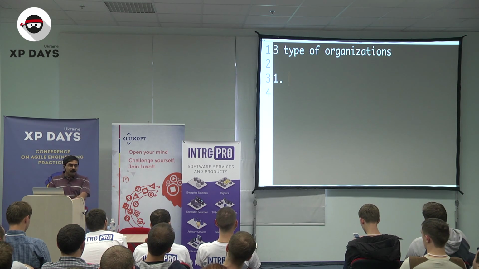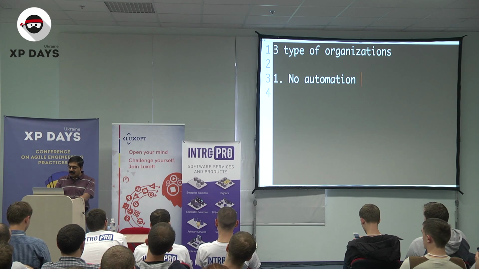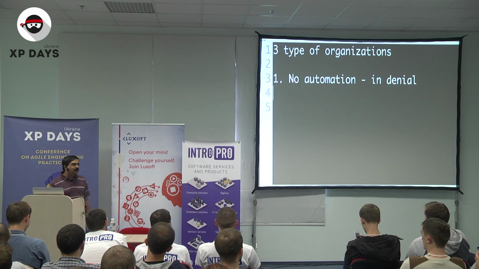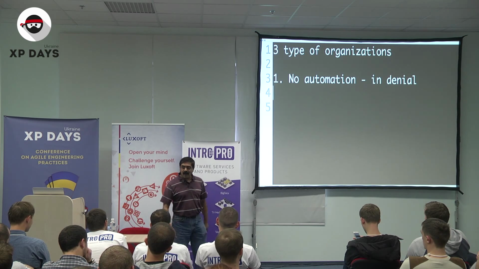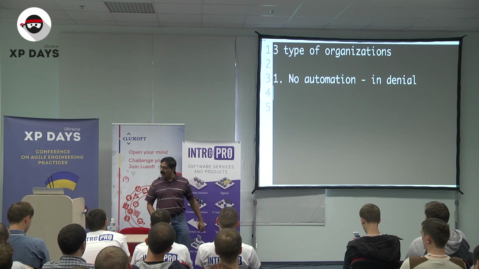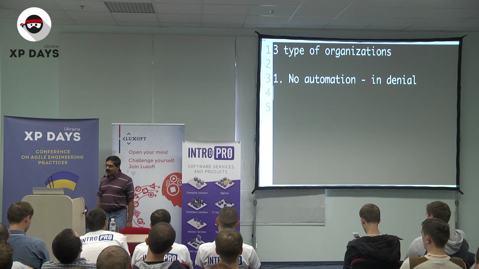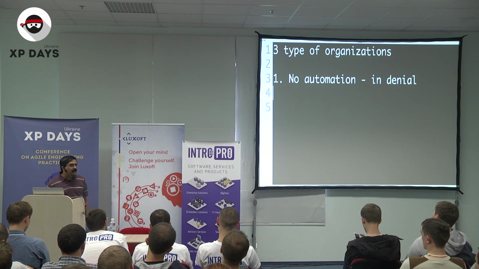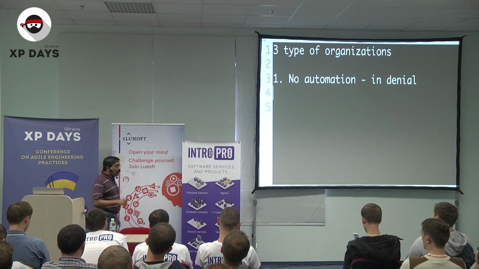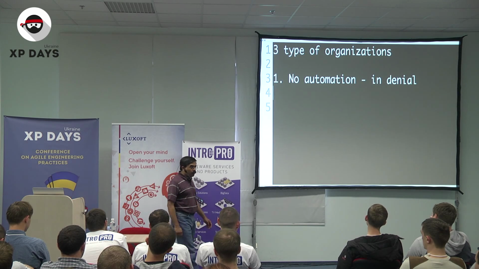The first type of organization is no automation. These are organizations called organizations in denial. So they are in denial completely, right? Oh, we don't need this stuff. We're just happy doing this manual verification. We don't have to do anything at all. And they are just waiting for somebody to eat their lunch one day and they'll go out of business eventually. This is just a model that is unsustainable. Any non-trivial software, we cannot keep up with this.